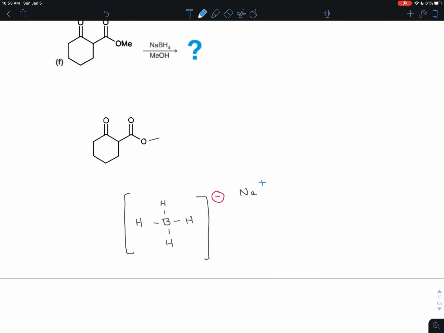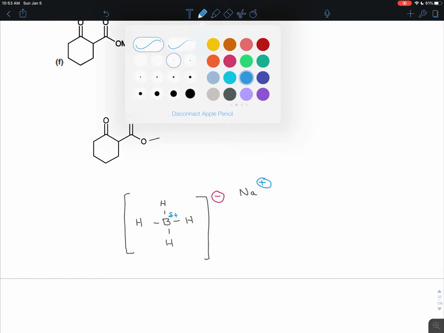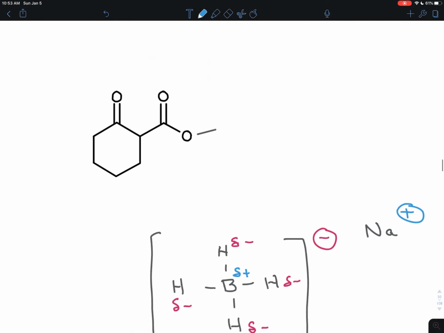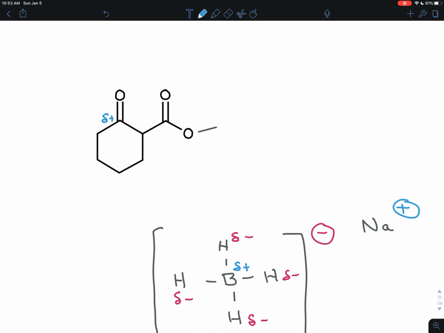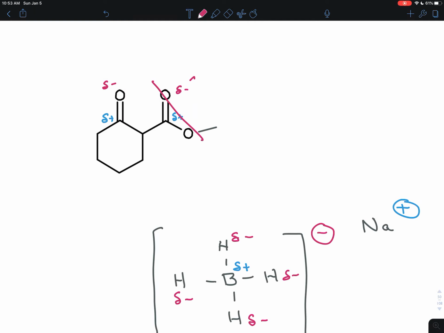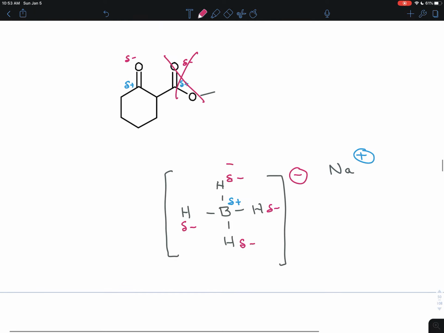So in our structure here, we have the positive sodium balancing the borohydride ion. Boron is a metal, so it loses its electron density, becomes slightly positive. Each of those hydrogens becomes slightly negative, and they can act as a nucleophile. Now, here, this ketone will be slightly positive, the oxygen is slightly negative. Now, it's true that this is also slightly positive, and this is also slightly negative, but you will not react there. This is not a strong enough nucleophile to attack that.